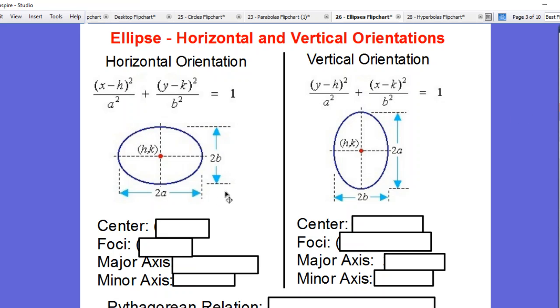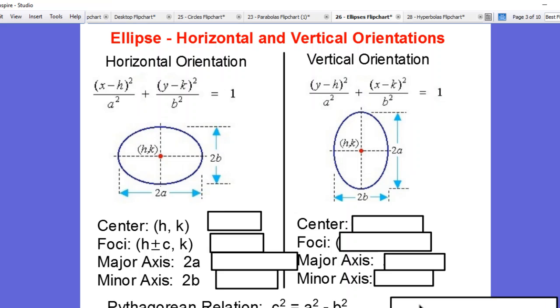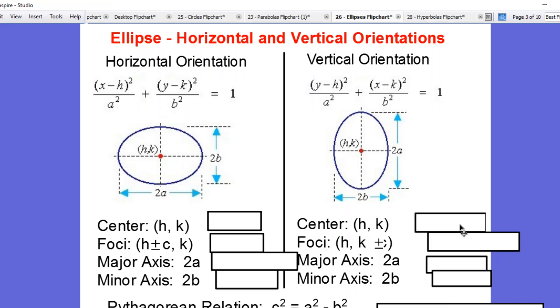So let's look at the horizontal and vertical orientations. The center is (h, k). The foci are at h plus or minus c, k. The major axis is 2a. The minor axis is 2b. The Pythagorean relation is c squared equals a squared minus b squared. Same thing for the vertical ellipse.